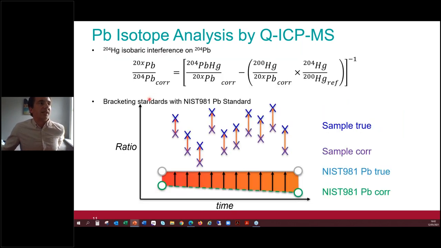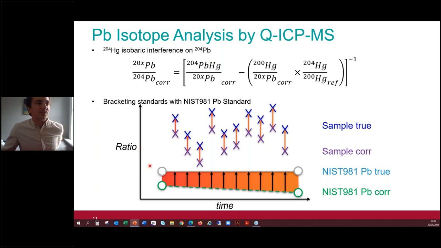So we then used the mass bias corrected ratios in order to correct for any 204 mercury isobaric interference, which was typically very small anyway. But this uses basically the 200 mercury mass bias corrected ratio and the 204/200 mercury reference value to essentially get to your 204 lead mass bias corrected ratio.